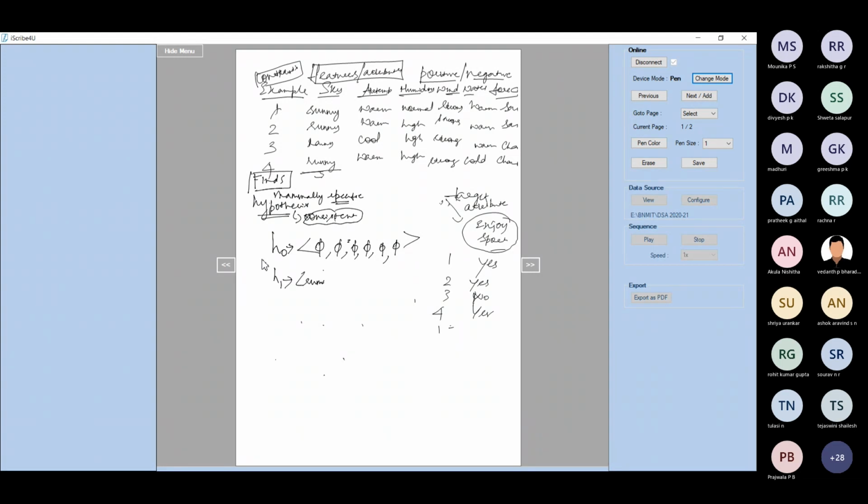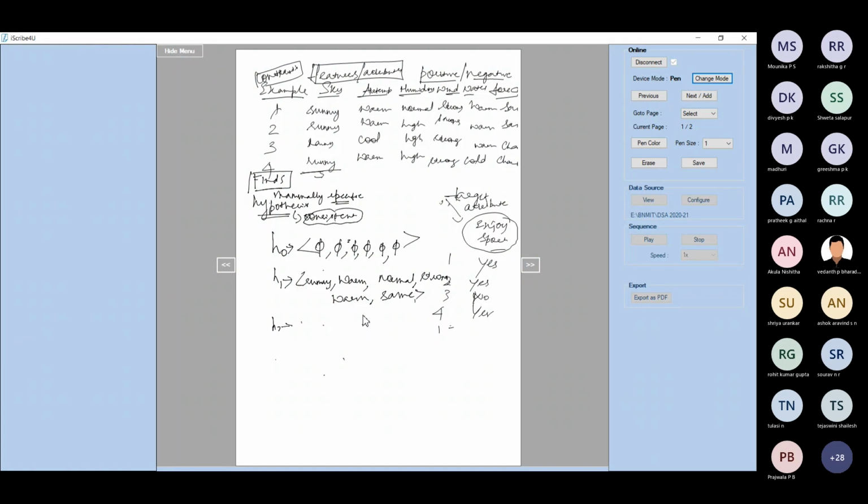Why did I change it to sunny? Because sunny is indicating positive, and air temperature warm is indicating positive, humidity normal is indicating positive, wind strong is indicating positive, and water warm is indicating positive, and forecast same is indicating positive. That's why we changed all these null values to these values. Okay, that's your second step. In the third step, what happens?